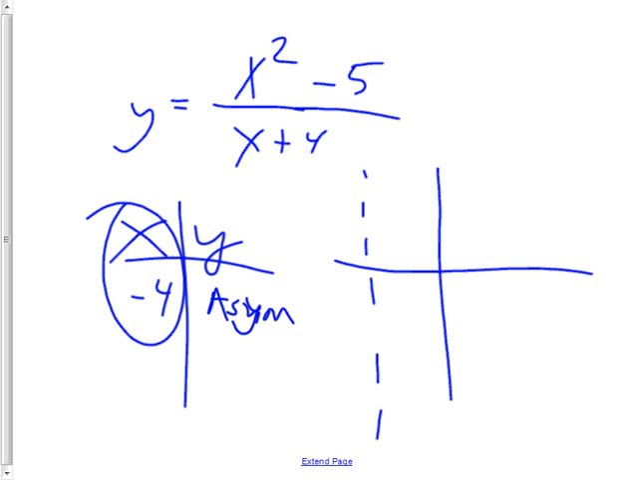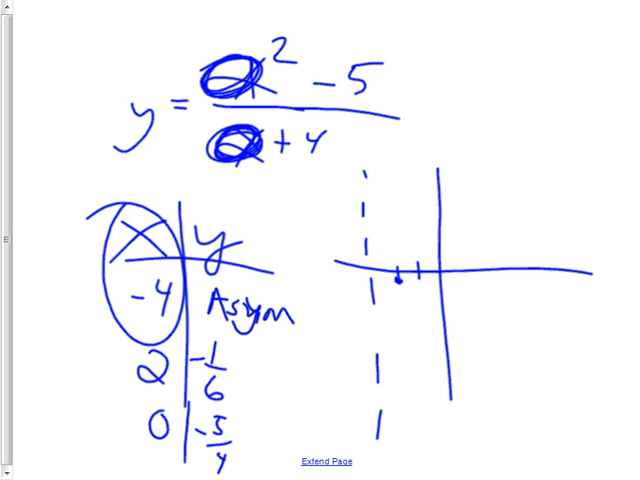And then you could find points. It'd be a pain in the butt, but you could do it. And I'll put in 2 and see what happens. 2 squared is 4. 4 minus 5 is -1. Over 2 plus 4 is 6. -1/6. So 2 goes with -1/6. All right. I could put in something. Let's try to be strategic here. I'll say I put in 0. And I get -5/4. That's -1 1/4. So 0 would be -1 1/4 there.